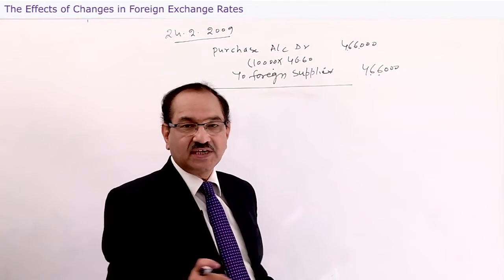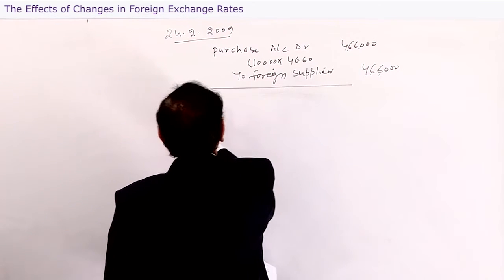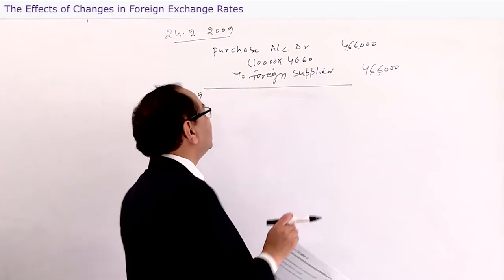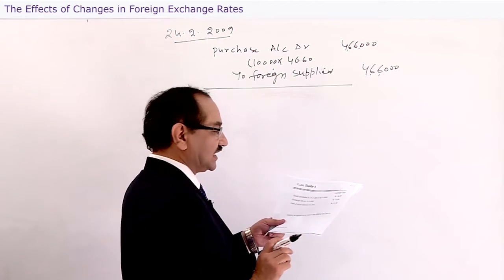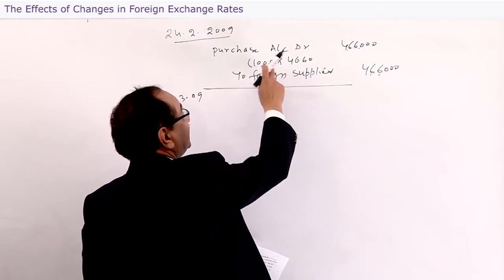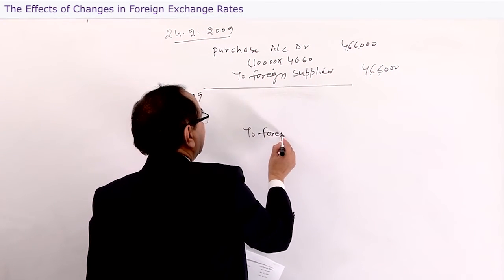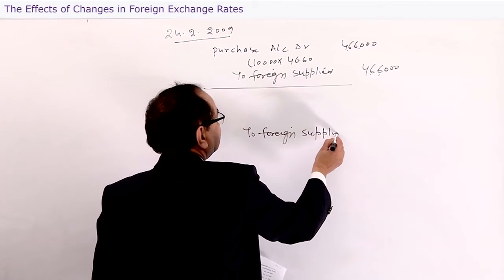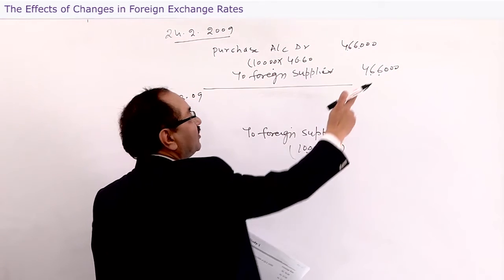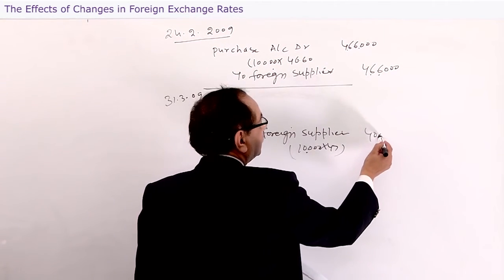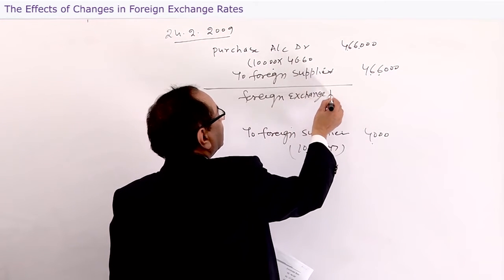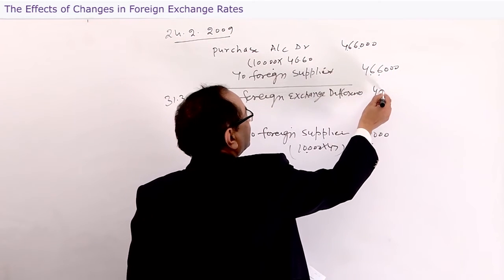Now the reporting date, which comes after that, is the 31st March 2009. On 31st March 2009, because this transaction is outstanding, it has to be restated. And how will it be restated? The exchange rate prevailing on that date is 47. So at 47 you have to credit this foreign supplier because the liability is $10,000. The foreign supplier has to be given more credit because the exchange rate is 47, so it comes to 4,70,000. We have already credited 4,66,000, so 4,000 more, and the debit will go to foreign exchange difference.